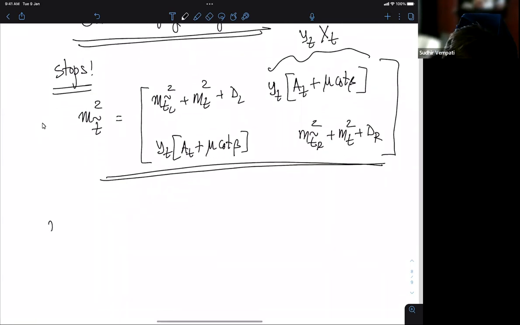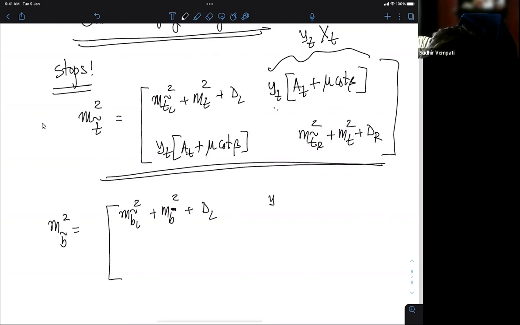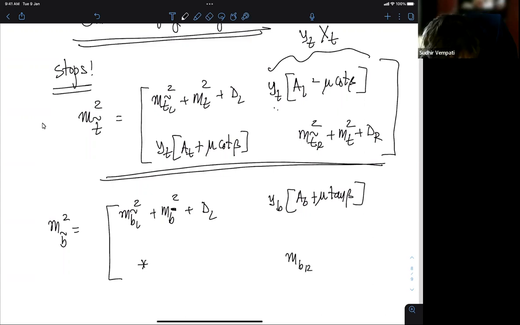Then the other one is the sbottom mass matrix. Here Y_T is order 1. Remember that Y_T is always order 1, a very large quantity. The bottom entries are m_BL tilde square plus m_B square, and m_B square is the bottom mass squared, D_R, then Y_B times A_B minus mu tan beta. Oh, maybe this is a minus sign. Sorry, I think I should have written A_T plus mu cot beta. You have to be careful with these plus and minus signs.